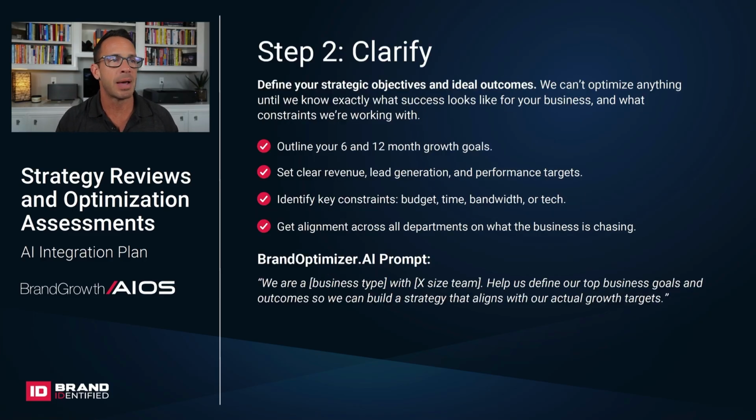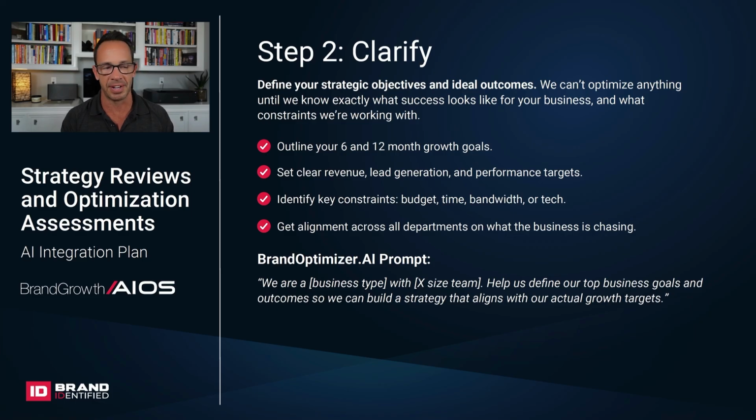So moving on to step number 2, and this is clarify. Define your strategic objectives and your ideal outcomes. We can't optimize anything until we know exactly what success looks like for your business and what constraints we're working with. So outline your 6 and 12-month growth goals. Set clear revenue, lead generation, and performance targets. Identify any key constraints like budget, time, bandwidth, or technology, and then get alignment across all departments on what the business is chasing.